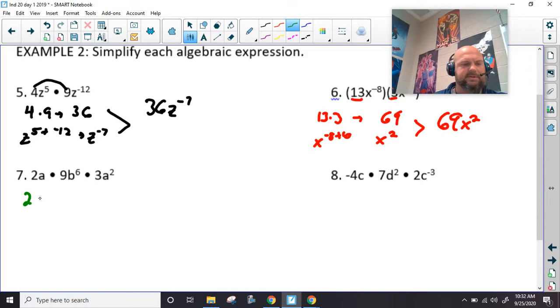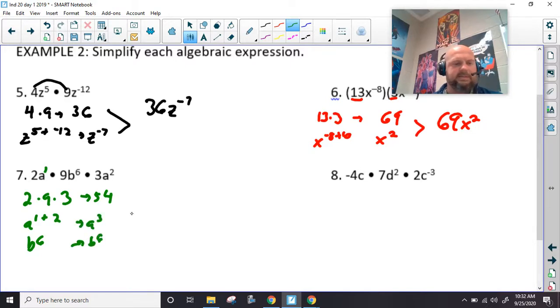Again, I'm going to take the numbers, 2 and 9 and 3. I'm going to take the a's. This is a to the first, so this is 1 plus 2. And b to the 6 is just by itself. So 2 times 9 is 18 times 3, which gives me 54, a to the third, and then b to the 6. When I put it all together, 54 a to the third b to the 6.